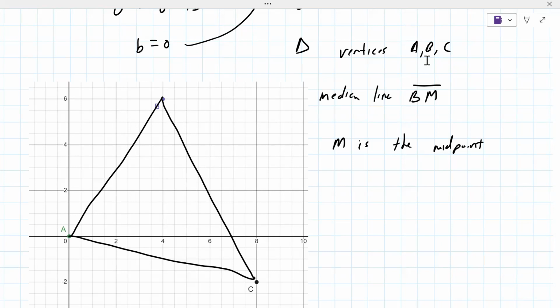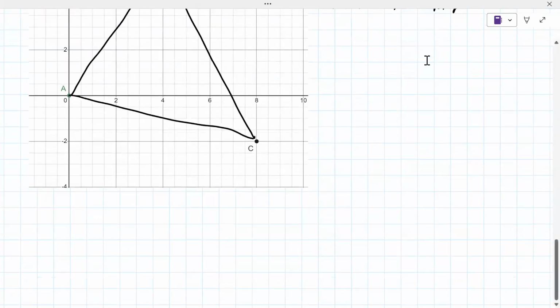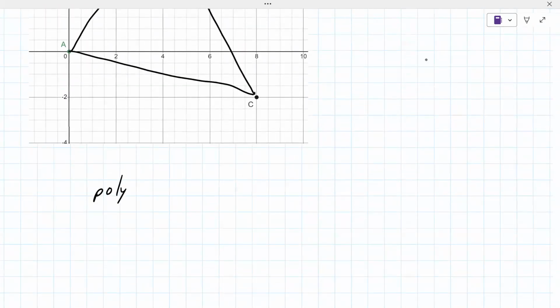So every polygon, which starts with triangles, four-sided quadrilaterals, and so on, these go up from there. The vertices are the outside points there.